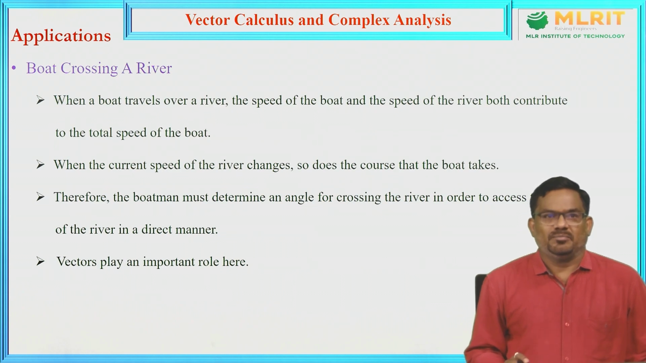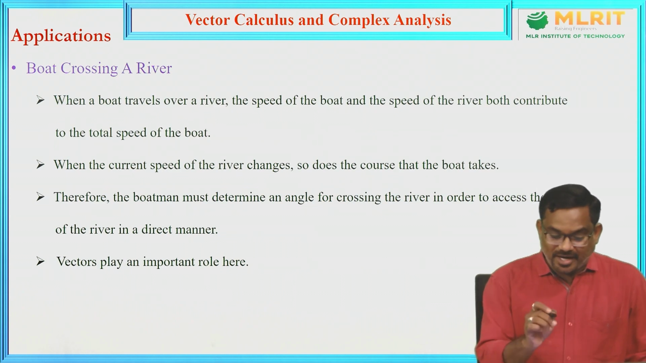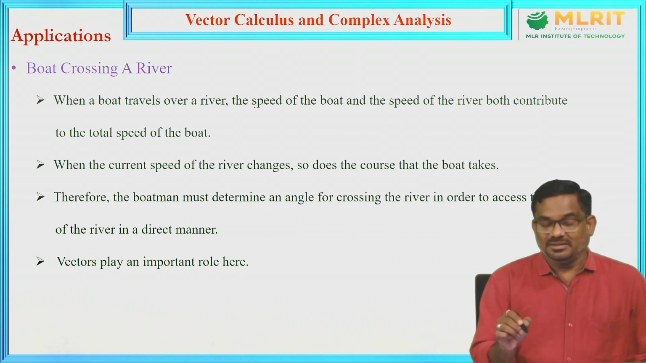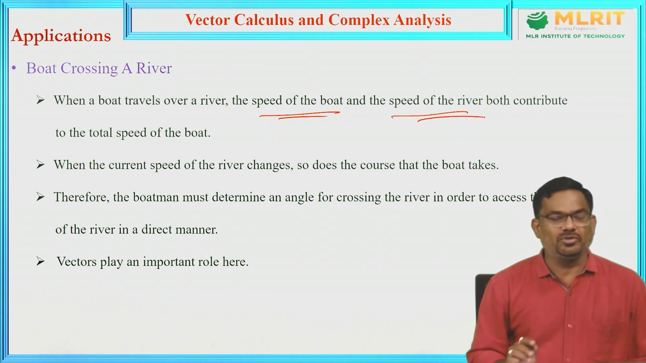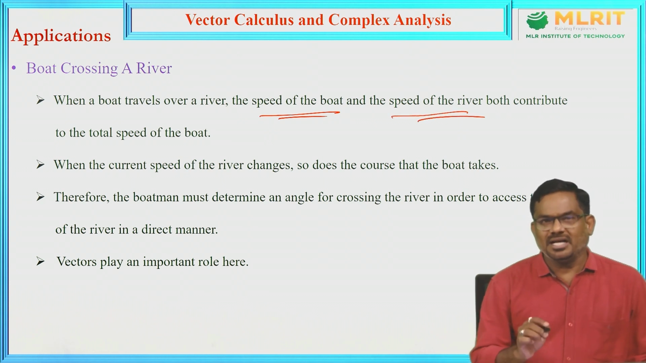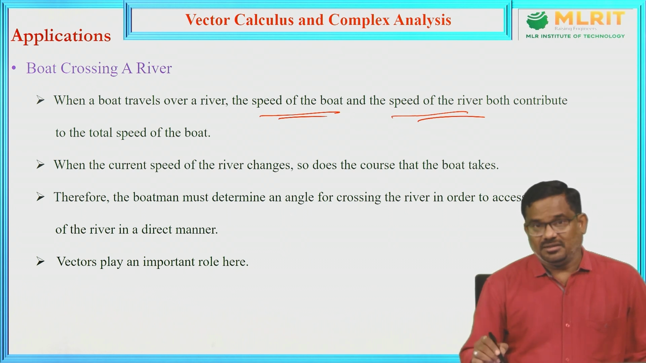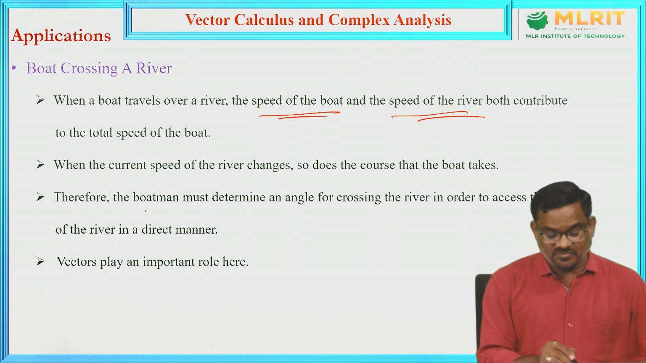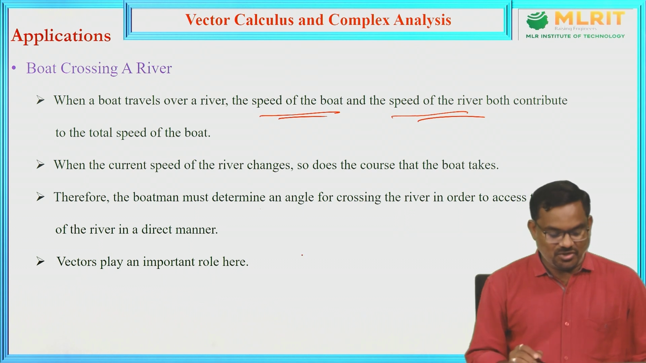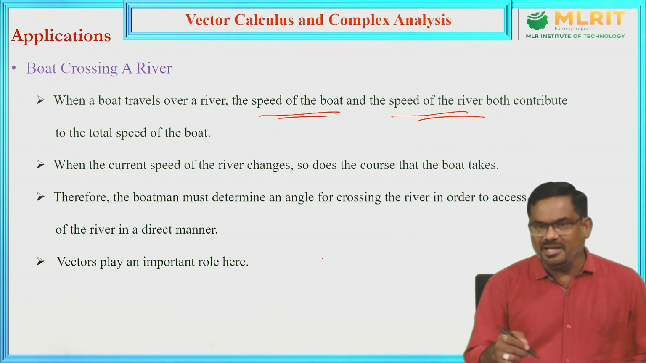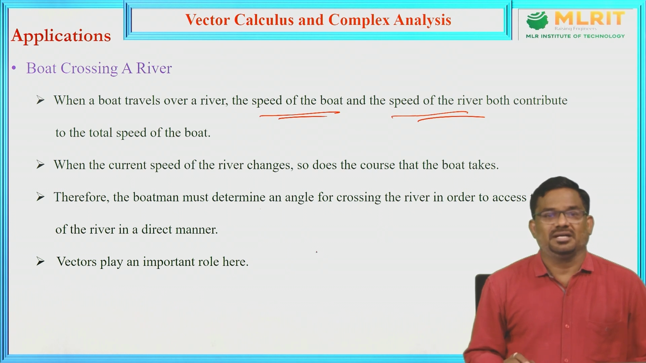And boat crossing a river. When a boat travels over a river, there are two things: the speed of the boat and the speed of the river. Both contribute to the total speed of the boat. When the current speed of the river changes, the course that the boat takes changes automatically. Therefore the boatman must determine an angle for crossing the river in order to reach the shore directly. Again, it depends on vectors. So vectors play an important role in boat crossing a river. All these are some live examples of vectors.